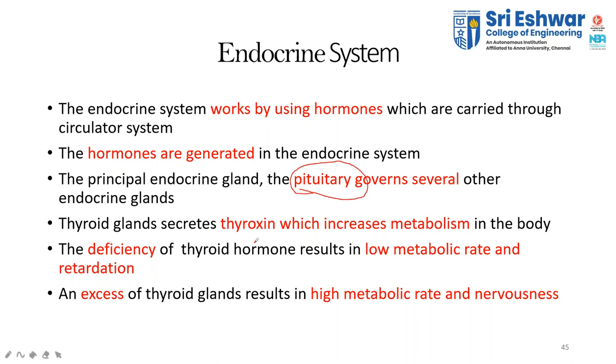If there is a deficiency of this particular hormone, we have a low metabolic rate and retardation. If this gland is in excess, then we have nervousness and a high metabolic rate. If the thyroid gland secretes more thyroxin, the person will become very stout, the digestive tract will get affected, and we have so many side effects. If the secretion of thyroxin increases, we have more problems in the human body. So this should be balanced.